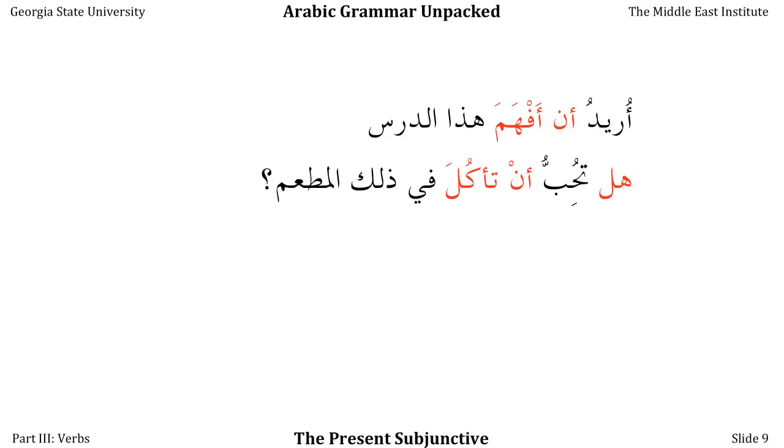Or we can ask a question. Hal tuhibbu an ta'kula fi dhalik al-matham? Do you like that you eat in that restaurant? Or do you like to eat in that restaurant? Again, simply by virtue of the fact that it follows the conjunction en, the verb ta'kul is in the Muladhara mansub, the present subjunctive, rather than the Muladhara marfu, the present indicative, like the verb tuhibbu is. And you can tell by the fact that it has fatha rather than dhamma on the end.